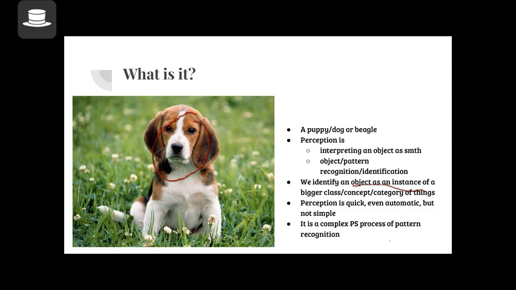So what is perception then? Well, perception is merely identifying something as something, basically identifying an object that you are looking at as an instance of a bigger category of things. And it was quick, right? The moment you saw this picture, you said dog or puppy or a beagle. Perception is really quick, even automatic, but it's not a simple process. It is actually a complex problem solving process of identifying the object or identifying the pattern. So we can define perception as interpreting an object as something, which is a complex problem solving process of pattern recognition.